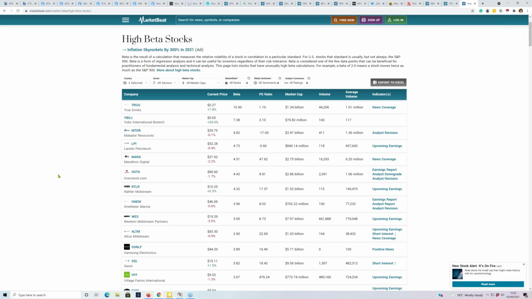It's pointless looking at a stock that just doesn't have the movement, regardless of the amount of volume going in. It could be in a very, very long-term congestion where it's in fair value. The market has no clear direction, but what beta measures is this volatility. And the great thing about MarketBeat is it already does the work for you.